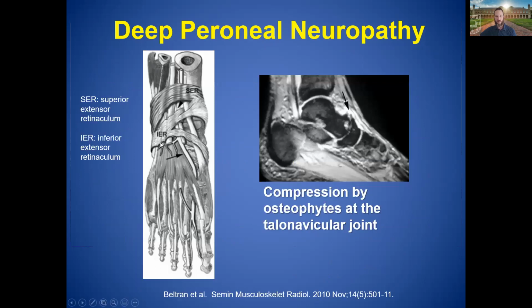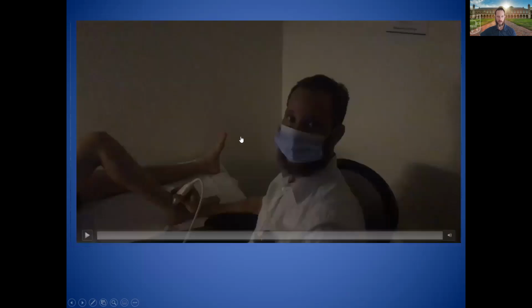Here's a pictorial representation of the relationship of the deep fibular nerve to the anterior tibial artery at the level of the extensor retinaculum. You can have osteophytes or traumatic neuromas at this level, which can cause pathology at this location, though in my experience, that's been pretty rare. So let me show you an example of this.